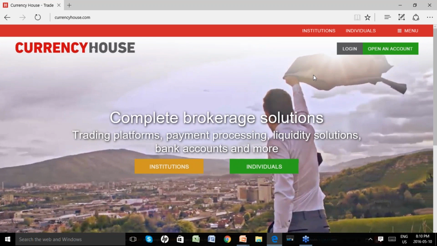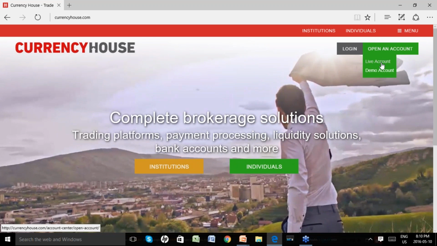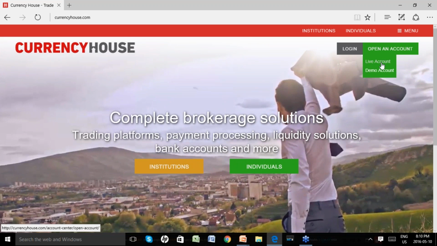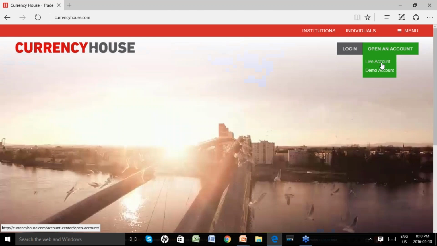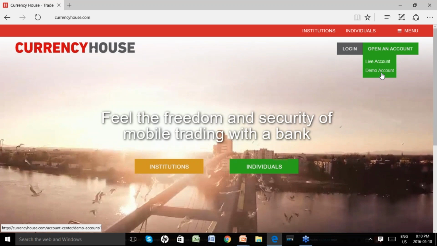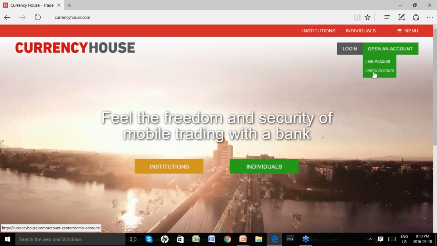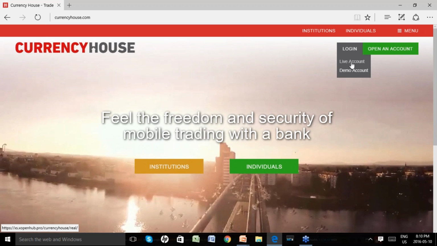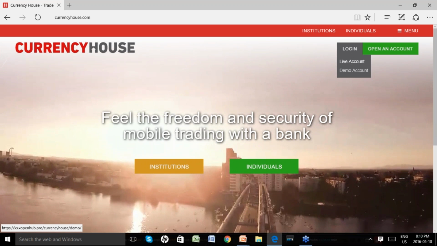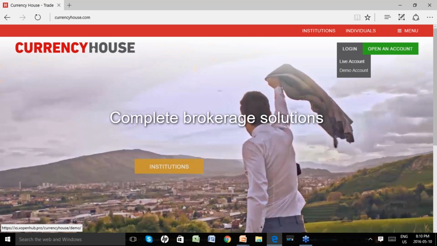So if you don't have an account yet, go to open account. Live account is obviously with live funds, so this is how you make your money. Demo account is fake funds if you want to just practice. Both are available for you to open up immediately. And when you log in, just make sure you pick your live account or your demo account. You're going to need your credentials for either or. They won't work with both.